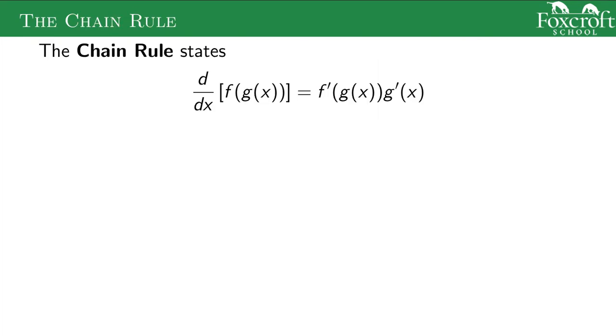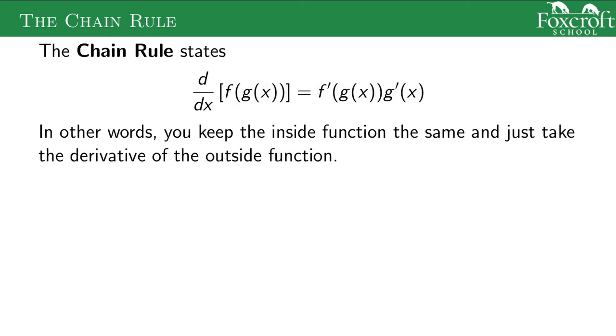This is the way the chain rule looks. We have this g of x function, and it's inside this f of x function. The way we're going to do this is we work from the outside in. We take the derivative of the outside f function, but we keep the inside the same. And then we multiply by the derivative of that inside function. So: take the derivative of the outside, keep the inside, and then take the derivative of the inside. In other words, you keep the inside function the same, and then keep working your way in.